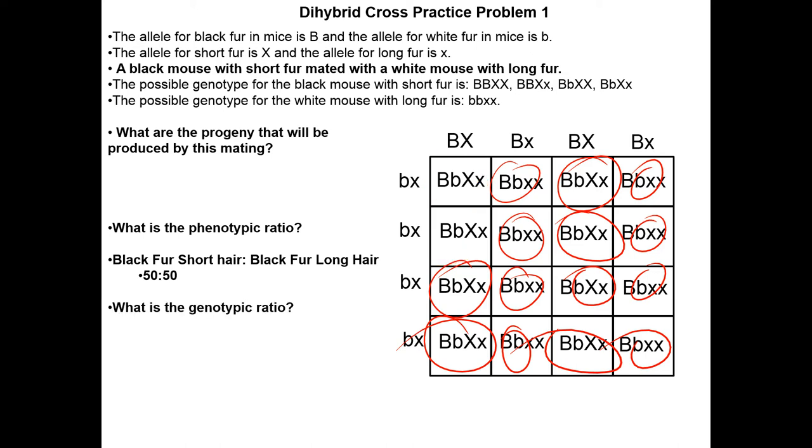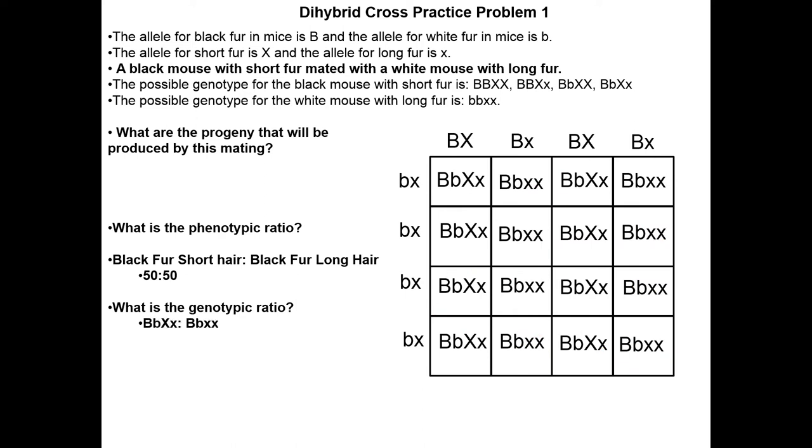What's the genotypic ratio? Well, we have big B, little b, big X, little X. So heterozygous for both. Big B, little b, little X, little X: heterozygous for one, homozygous recessive for the other. So again, 50-50.